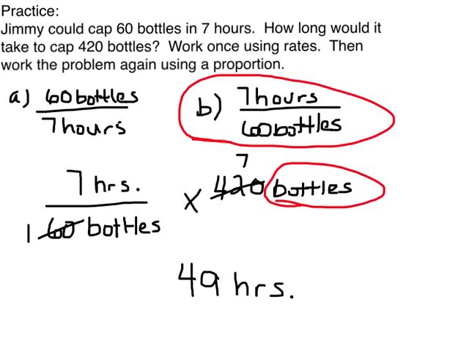So once we can cross cancel out the bottles, then we can cross cancel here with the 420 and the 60, and then we end up just having 60 will go into 420 7 times. 7 times 7 is 49.